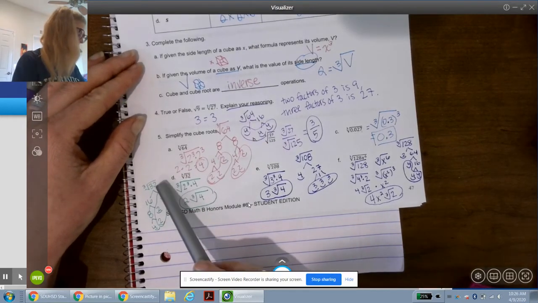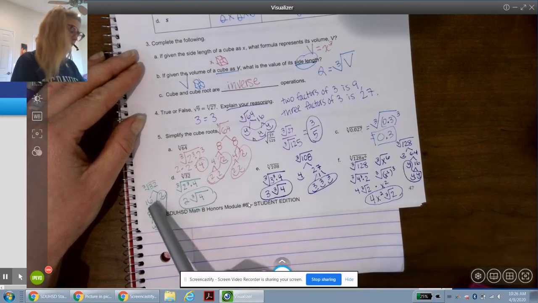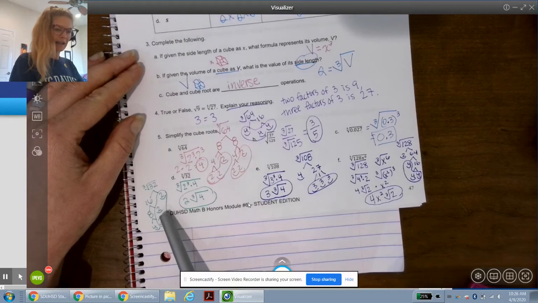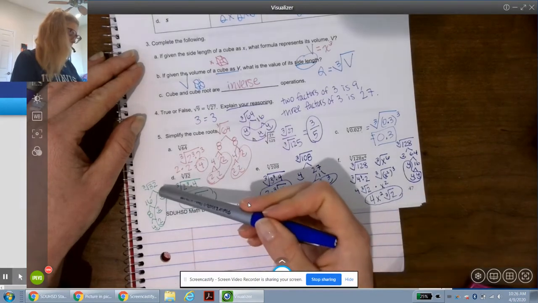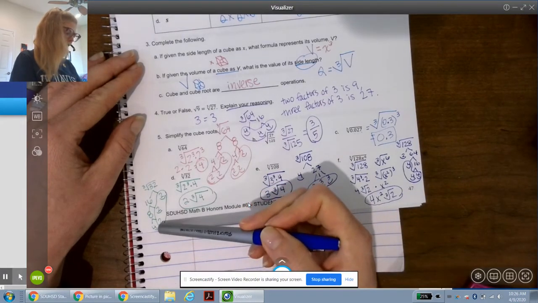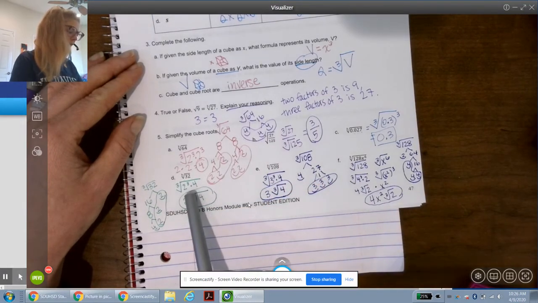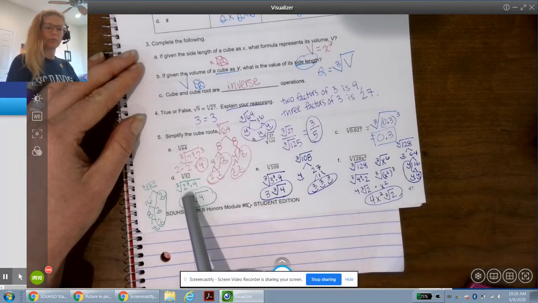So I went to 32 and I thought of 2 as a factor, and 2 times 16 is 32. 16 breaks into 8 and 2, and 8 breaks into 4 and 2. I'm going to stop there at 4 just because I have 3 factors of 2 right here. So I can think of the cube root of 32 as being the cube root of 2 cubed times 4.